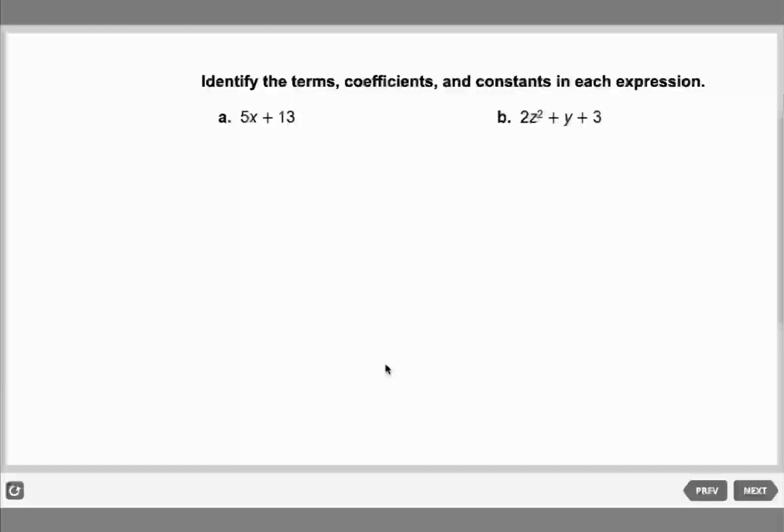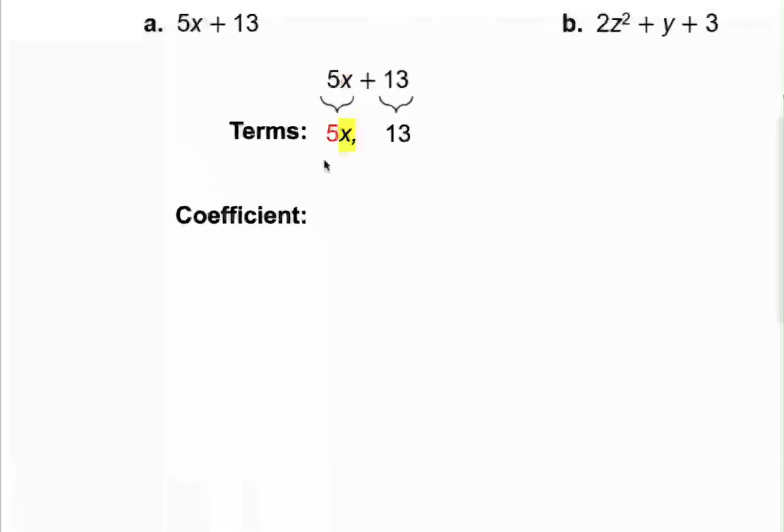Identify the terms, coefficients, and constants in each expression. Letter A, 5x plus 13. So here we have the terms. 5x is a term and 13 is another term. So how many terms? We have two terms in this expression. And now, what is the coefficient? The coefficient is the numerical factor here. So it's 5. We have here 5x. So 5 is the coefficient. And 13 is constant. So now we understand the difference between the coefficient and the constant. The coefficient is with the variable. It's the numerical value, the numerical factor, the number multiplied by the variable.